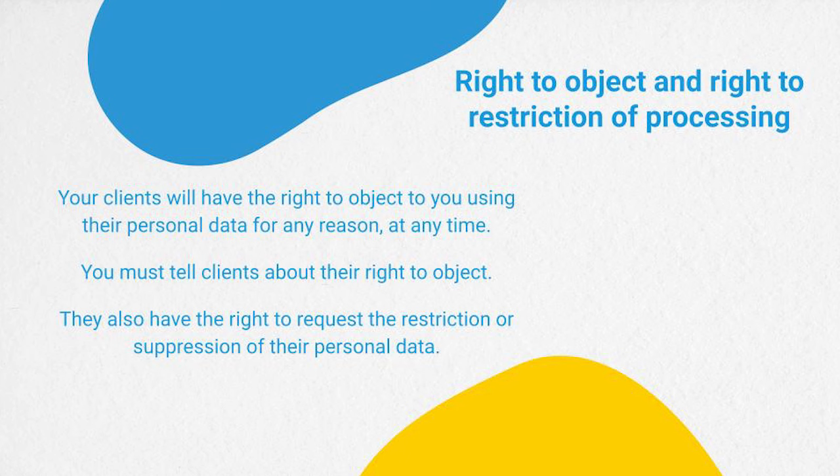Right to object and right to restriction of processing. So under Article 21, your clients will have the right to object to you using their personal data for any reason at any time. You need to let your clients know in your policy that they have the right to object to their data being used. Clients also have the right to request the restriction of their personal data under Article 18. This is not an absolute right and it only applies in certain circumstances.